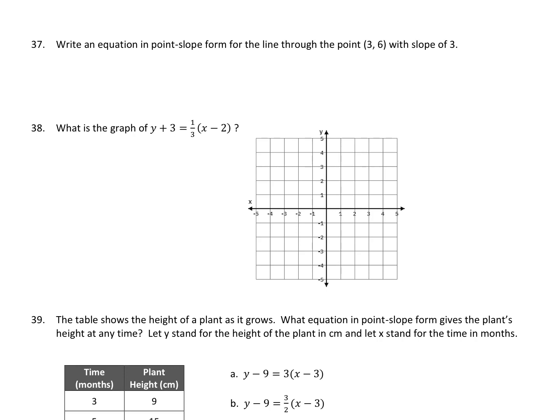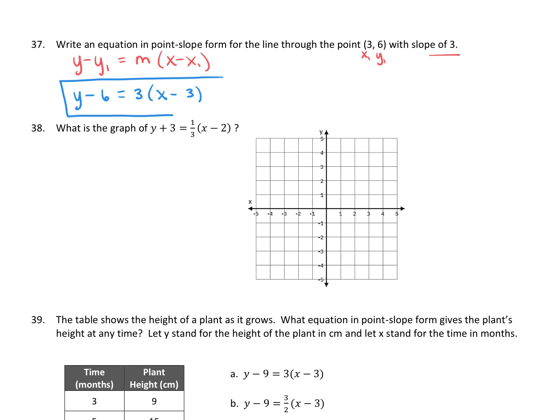All right, number 37, write an equation in point slope form for the line through the point (3, 6) with a slope of 3. So point slope form is y minus y1 equals m, your slope, times x minus x1. The ordered pair has the x1 and y1, and we can see our slope is 3. So when we write our answer, we have y minus the y1, which is 6, equals m, our slope, which is 3, times x minus x1, which is 3. And there's point slope form.